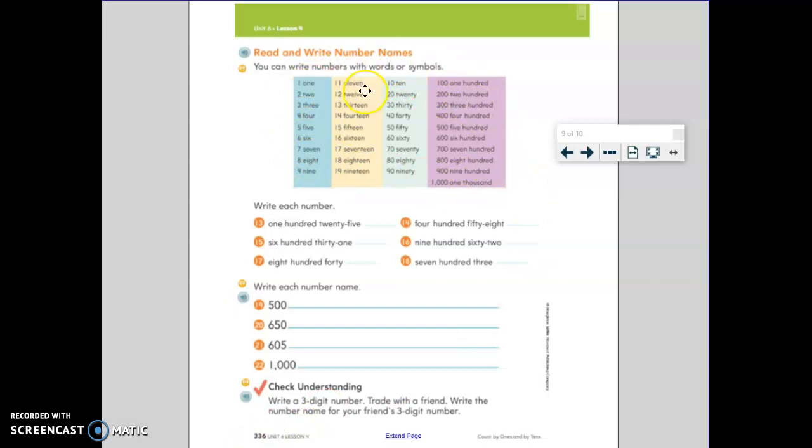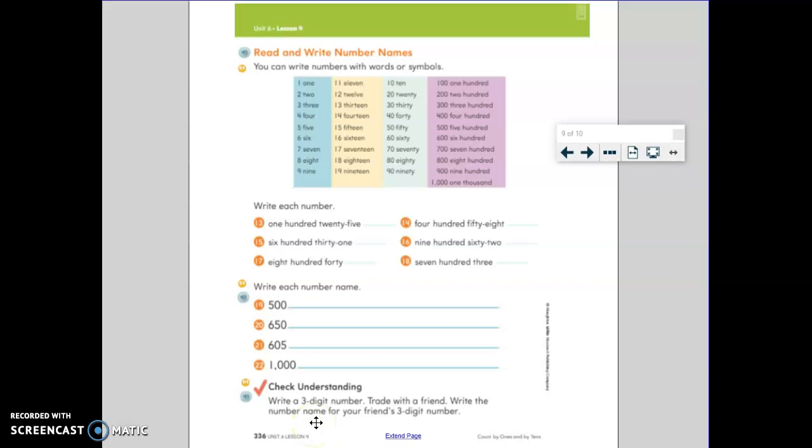On today's back side of our worksheet on page 336, we have that same graphic up here where we can see the ones, the teen numbers, the tens, and the hundreds. You're going to read the number words and write down the 3-digit number. Then you're going to look at the 3-digit number and write the number name. I'm expecting these to be spelled correctly, so make sure you're looking up here to see how to spell the words.